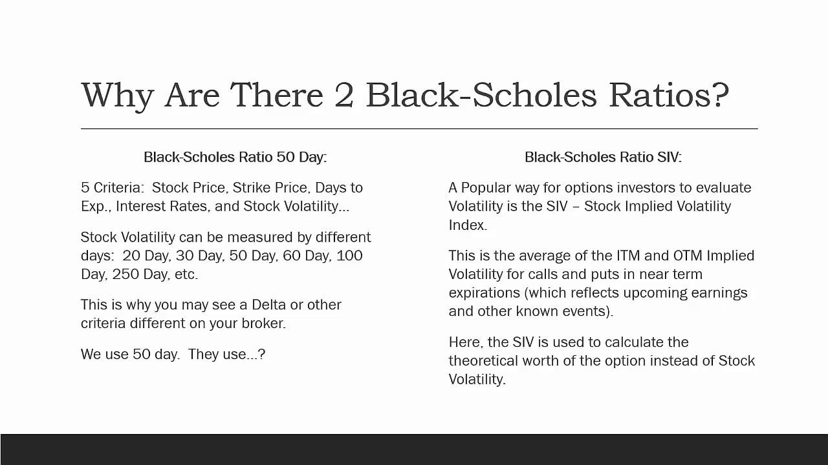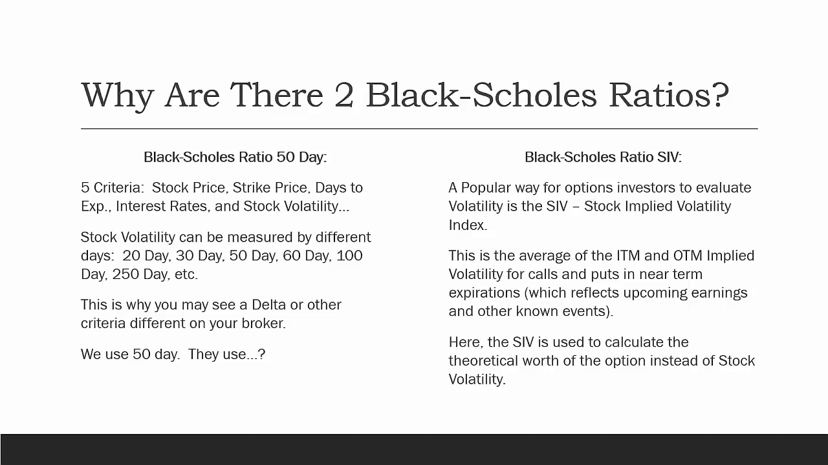A similar equation is used for delta. So if you're looking at your broker, you're looking at an option chain, and you see a delta of 0.65, and you come over to PowerOptions and you see a delta of 0.63, and you wonder why are they different? It's because we're typically using the 50-day when looking at those type of equations. Your broker might be using a 250-day or a 100-day, or they may even be using a shorter term 20-day to calculate some of those criteria.